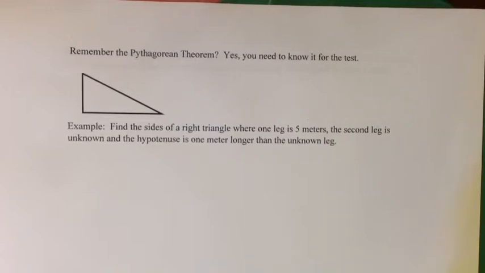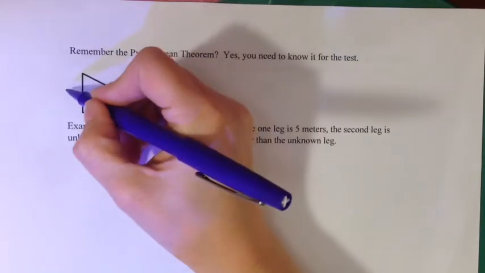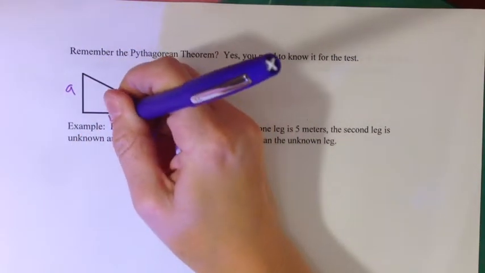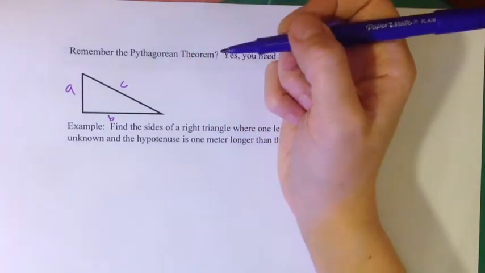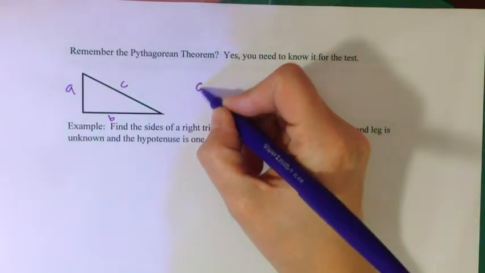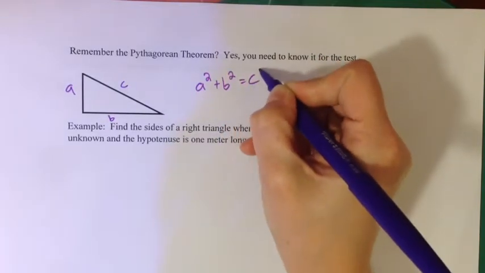Okay, our last couple of examples involve the Pythagorean theorem. And yes, this is something you're going to need to know for the test. The Pythagorean theorem says if you have a right triangle, you can label the sides A, B, and C, where the hypotenuse, the long side, is always the C. Then it's true that A squared plus B squared equals C squared.